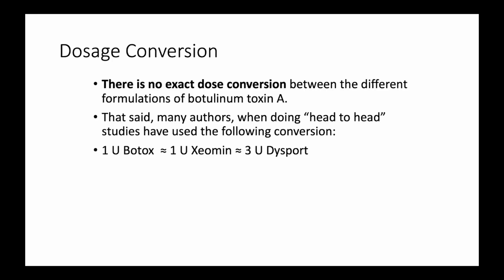However, roughly, most people will use 1 unit of Botox to about 1 unit of Xeomin to about 3 units of Dysport. Dysport was approved in Europe around the same time Botox got approved in the United States. And so a lot of times when you go to Europe, most of the folks there are often talking about Dysport because that was the first botulinum toxin that they were using at the time.